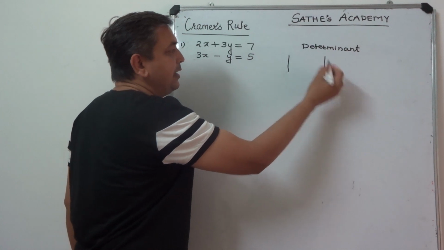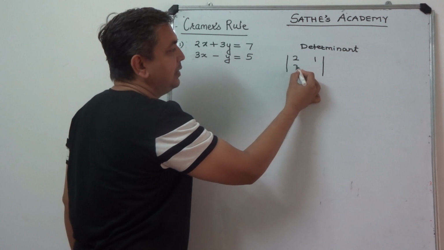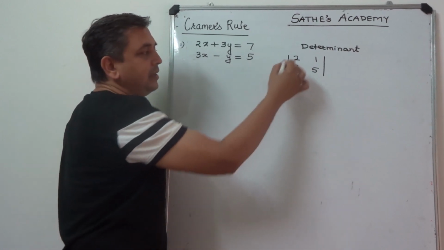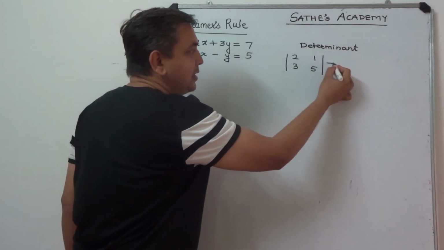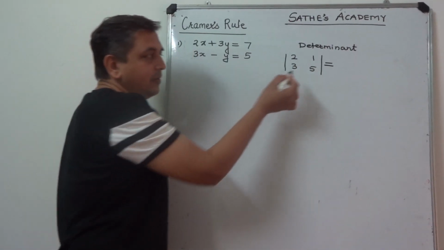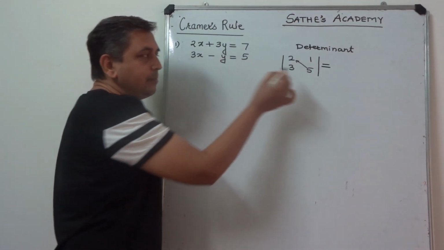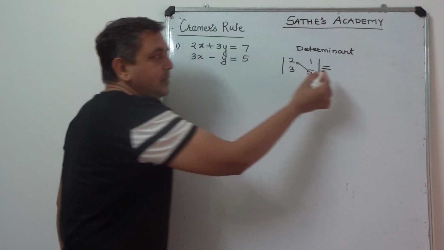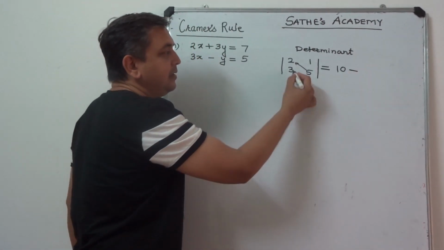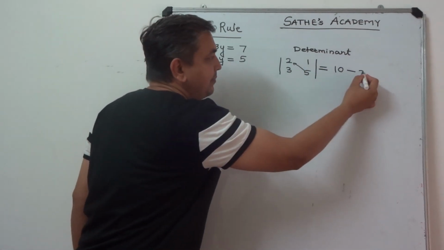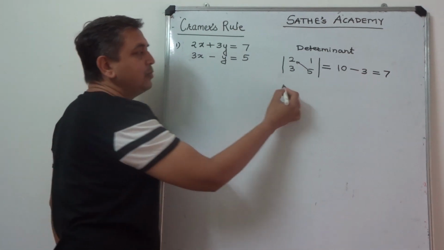Determinant is some values written between these two lines. If I write 2, 1, 3, 5, there are two rows and two columns. To get the value for this determinant, we multiply these two terms first. See, the sequence is important. This multiplication first: 5 2s are 10, and then minus this multiplication, 3 1s are 3, and we get the result as 7. Let us see one more sum.